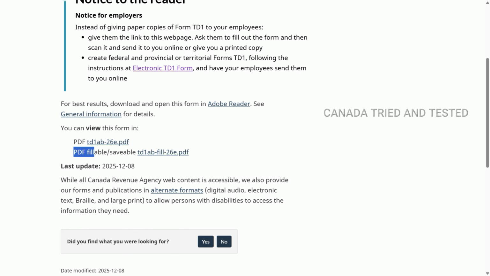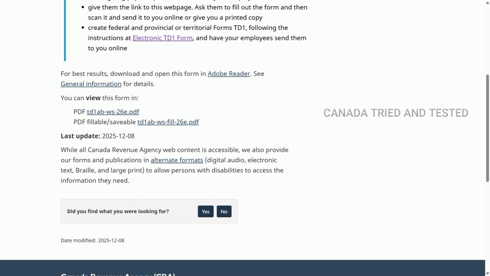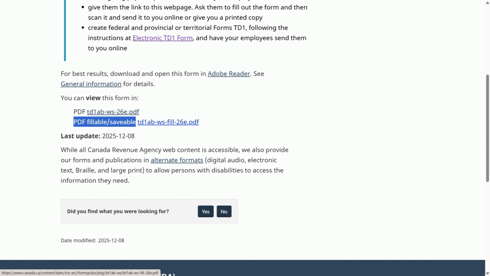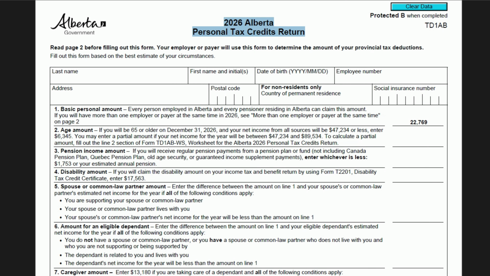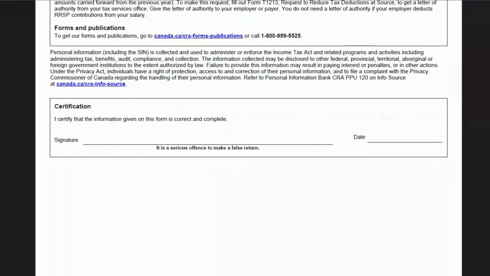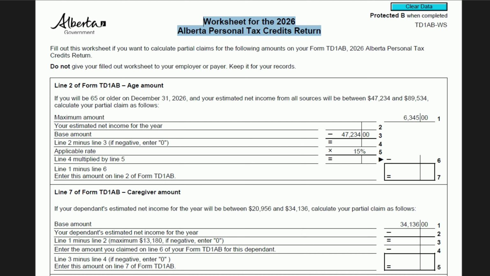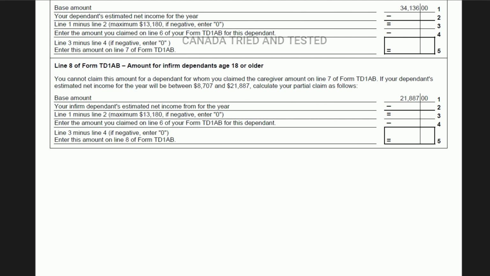This is the PDF, fillable and savable. You can download this from here, and this is the worksheet, which again can be downloaded from here in case you require the worksheet to go along with the document. Both documents have been downloaded. The personal tax credit return is a 2-page document, and the worksheet for the personal tax credit return is a 1-page document.